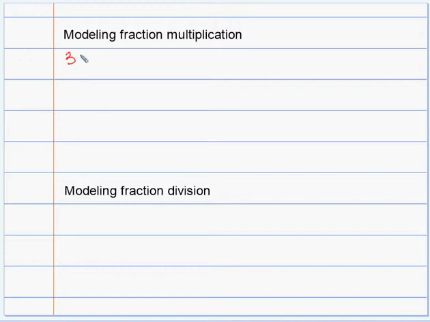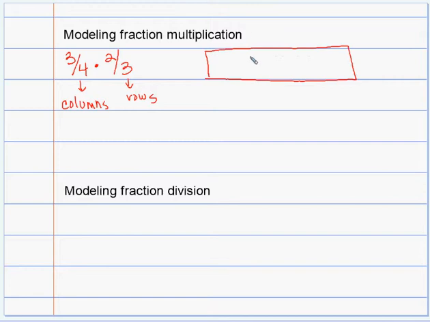So if we do 3/4 times 2/3, and I'd like you to put this in your notes, we can model this by using 4 columns and 3 rows. Or we could do it the other way around, 4 rows and 3 columns. So I'm just going to draw a rectangle here with 4 columns. I'll cut it in half, cut it in half again. Okay, there's 4: 1, 2, 3, 4.